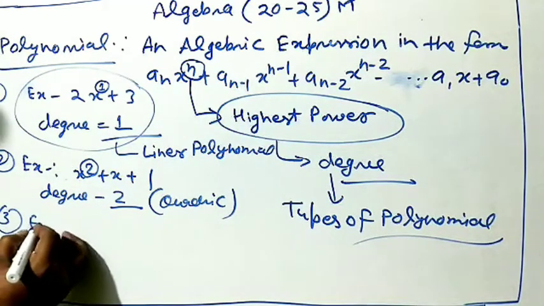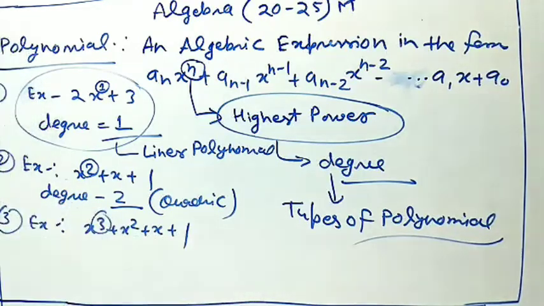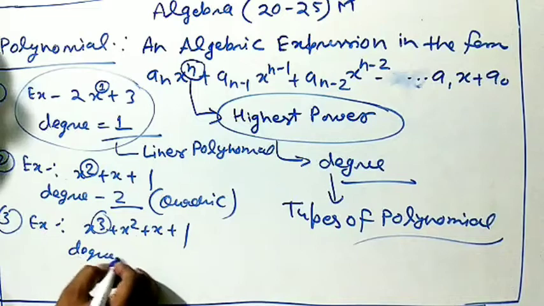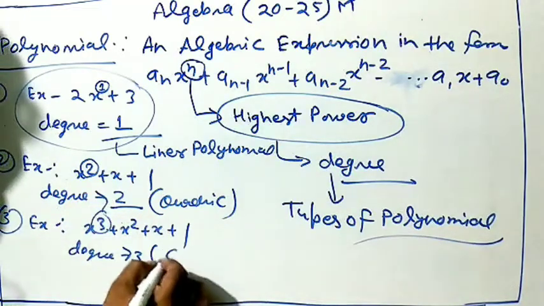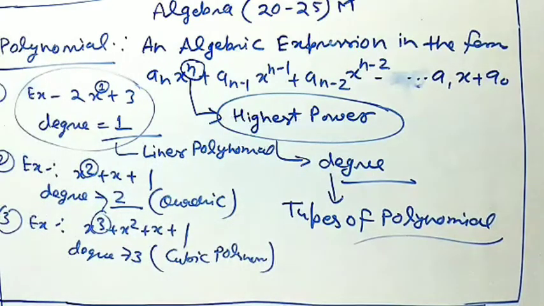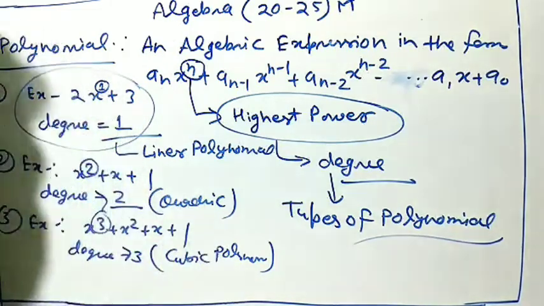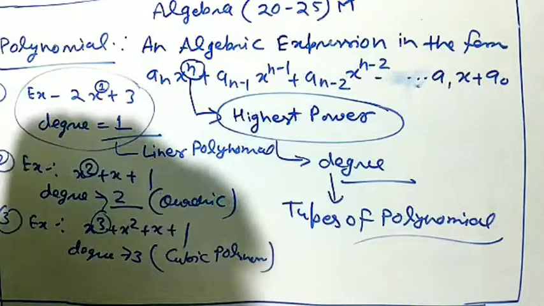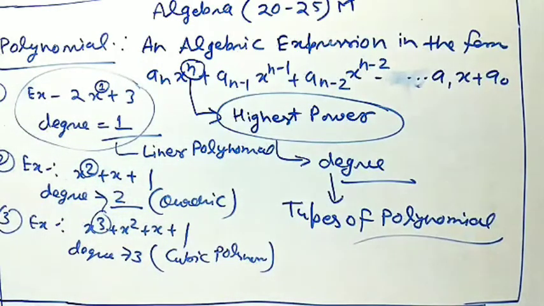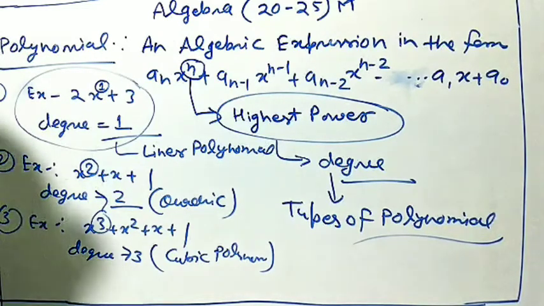And third, I am taking the example x cube plus x square plus x plus 1. The highest power is 3, which means degree is 3. Then it is called a cubic polynomial. So in the basic concept of algebra, what is a polynomial? It is an algebraic expression. Degree 1 is called a linear polynomial, degree 2 is called a quadratic polynomial, degree 3 is called a cubic polynomial. And what is degree? It is the highest power in the given polynomial. Okay, this is the basic concept. Let's come to the next topic.